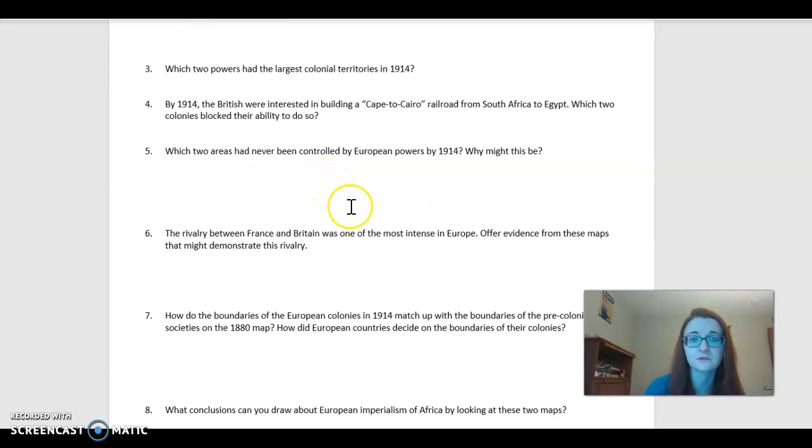Which two areas had never been controlled by European powers by 1914? Which, again, I mentioned before. Why might this be so? Take a guess. Think about it. That is something that you'll be reading a little bit about in the future.